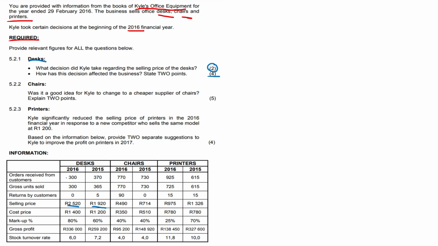So if you look very carefully, gross profit increased from 259,200 to 336,000. The stock turnover rate decreased from 7.2 to 6 times. The orders of desks decreased to 300 units, and the sales of desks decreased to 300 units as well. So remember, these are just orders that we received, and that's what we actually sell, and just factoring in some returns there. So anything along those lines would have scored you the mark.